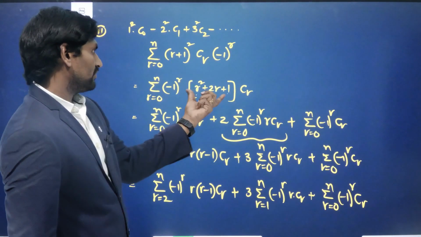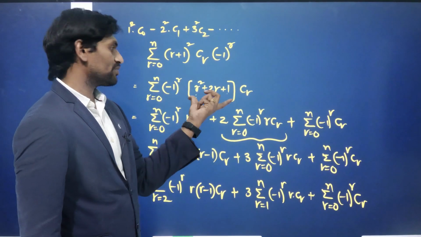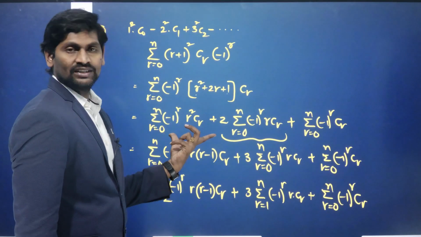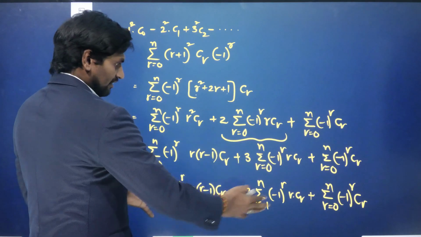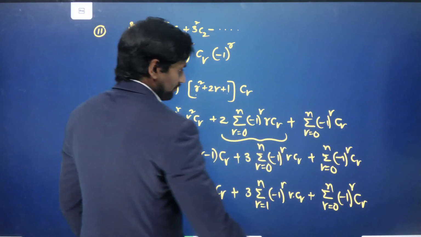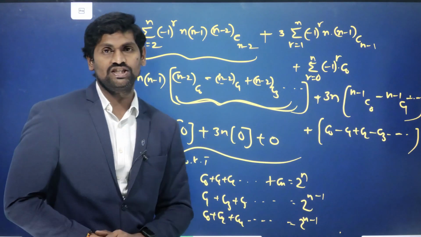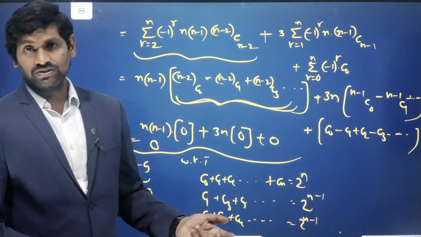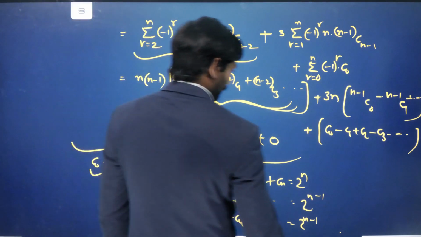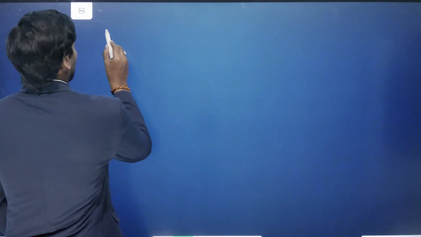Afterwards I expanded it in the (a plus b) whole square format, then divided it into 3 different expansions that I have written. Finally we will get the answer as 0. Okay na? Now let us go to the next problem. Yeah, problem number 12.